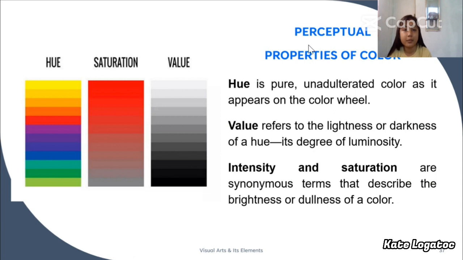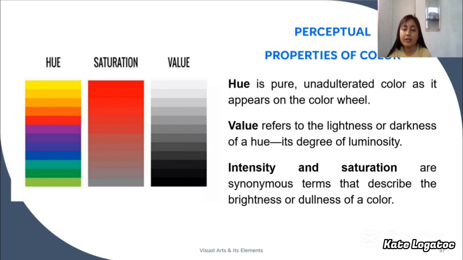So let us discuss the perceptual properties of a color. The three key perceptual properties of color are hue, value, and intensity. Hue, simply defined, is a pure, unadulterated color as it appears on the color wheel. Take a look at the photo on the left. Our perception of hue is connected to the eye's sensitivity to specific parts of the visible spectrum, such as red, yellow, blue, and green, sometimes referred to as unique hues.